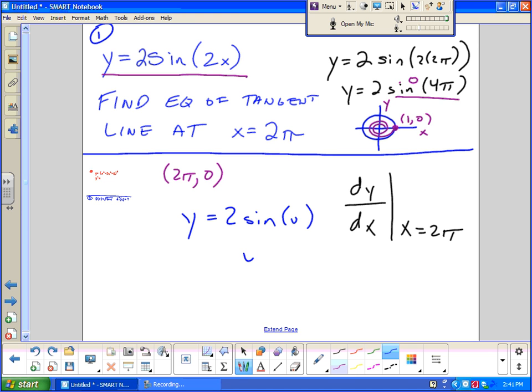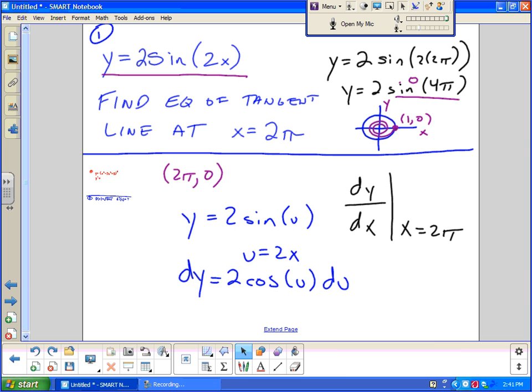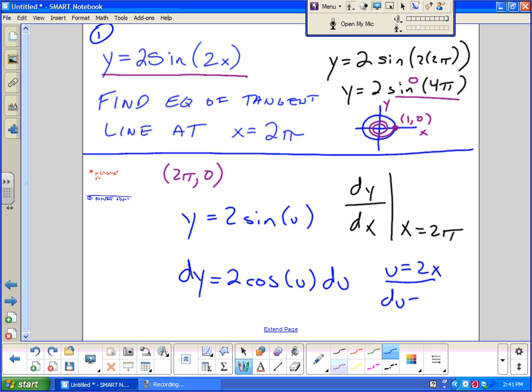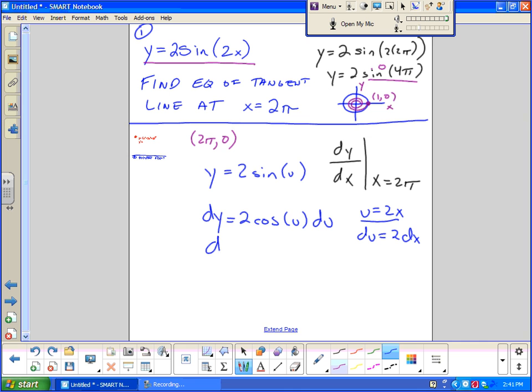I'm going to say u equals 2x. So dy equals 2 cosine u du, the derivative there of the function. But we also know that du on this formula is 2 dx. All right? So I do some substitution. dy equals 2 cosine, and again, I'll substitute 2x back, times 2 dx. Divide by dx, and I get dy dx equals 4 cosine 2x.